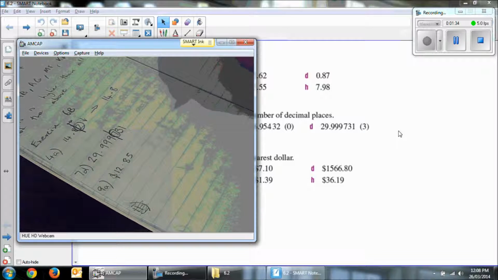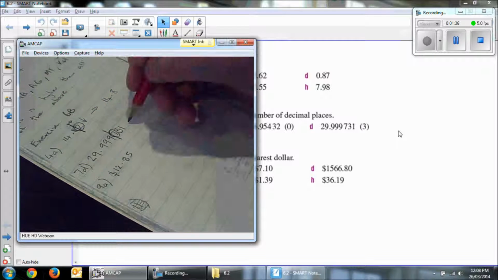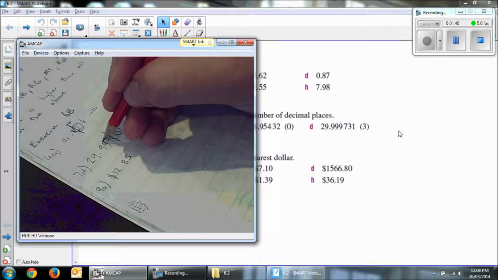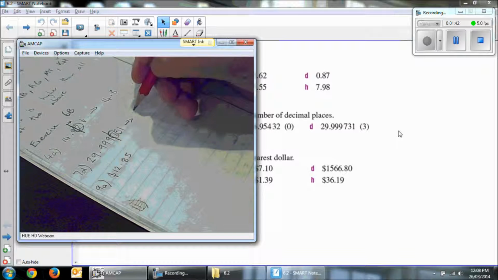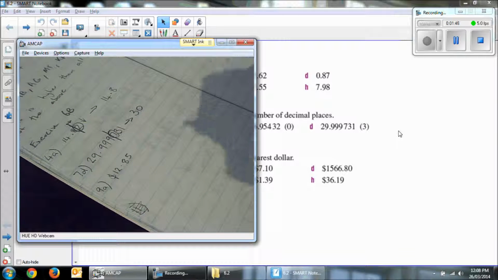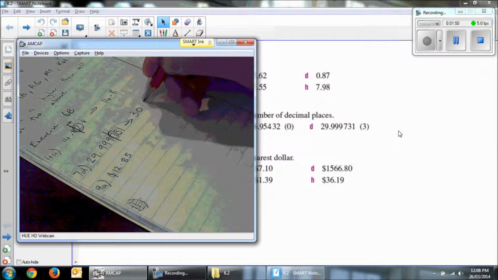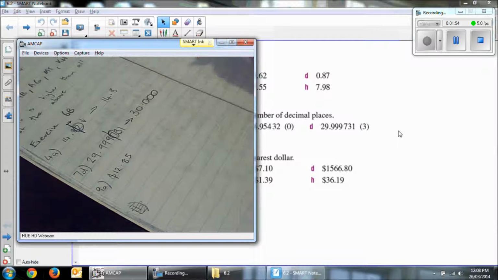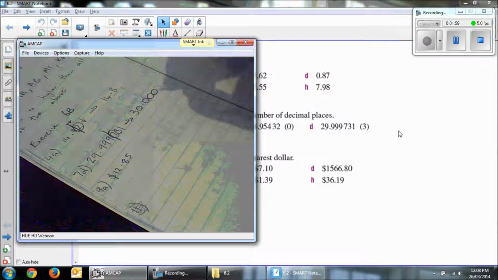It's a 7, so we have to round up. So this becomes a 10, that becomes a 10. All of a sudden, our number changes to 30. Now, even though it's changed to 30, we still need to put in our 3 decimal places, because the question asked us to round to 3 decimal places, in which case we need to show those 3 decimal places.